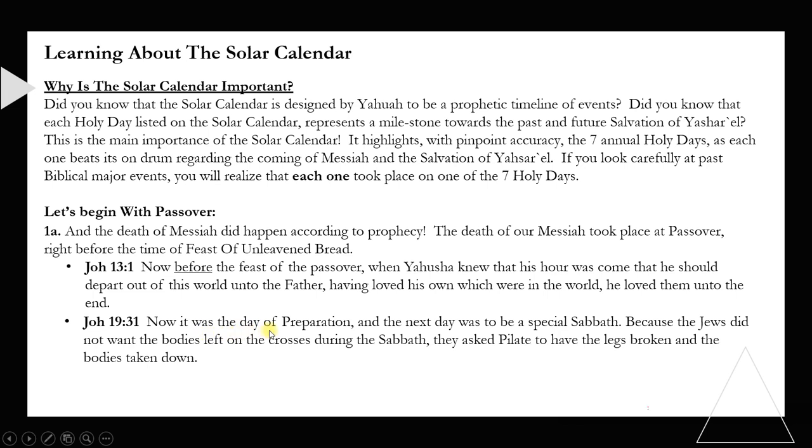John 19:31. Now it was the day of preparation, and the next day was to be a special Sabbath, because the Jews did not want the bodies left on the cross during the Sabbath. They asked Pilate to have the legs broken and the bodies taken down. So the Jews understood that the day of unleavened bread, which is an actual holy day because Passover is not a holy day, but unleavened bread is. The first day and the second day of unleavened bread, those are your holy days, right? So the Jews wanted the body removed so that it would not be a problem for them.